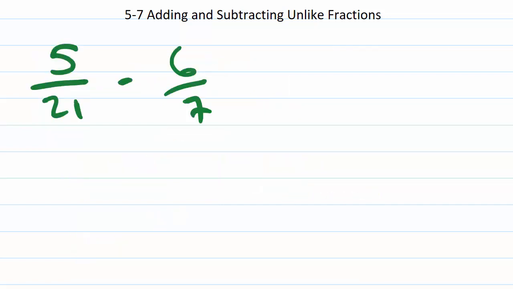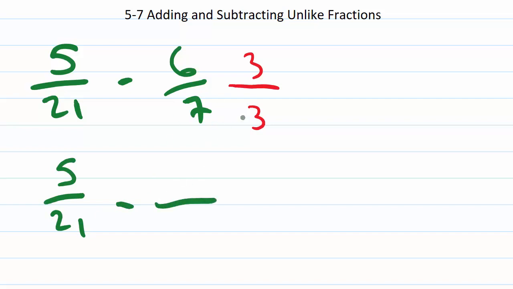Subtracting fractions works very similarly. If I have 5 21sts minus 6 sevenths, you may be able to tell that I can build these fractions to equivalent fractions with common denominators. 21 is going to be the lowest common denominator, and I can build the second fraction to an equivalent fraction with a common denominator of 21 by multiplying by 3 over 3, because 7 times 3 is going to give me 21.